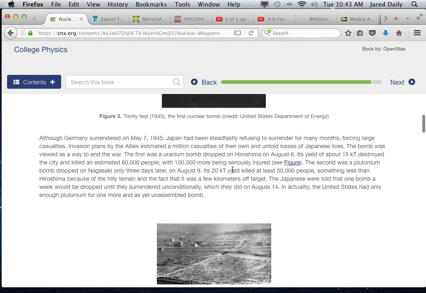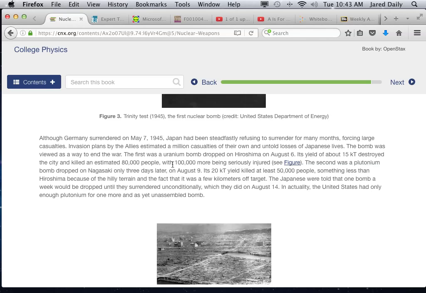So in the first bomb on Hiroshima, 80,000 people killed, 100,000 people seriously injured with one bomb. Pretty significant. And it was 15 kilotons of dynamite. It's equivalent to 15 kilotons of dynamite.